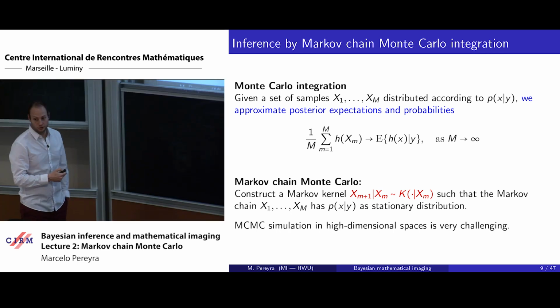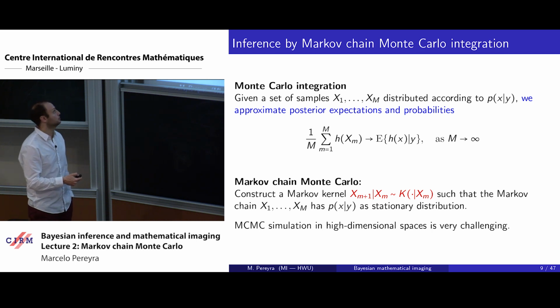Monte Carlo integration. I'm going to get a lot of samples, capital X, distributed according to my posterior distribution, which is the distribution against which I want to compute the expectation. And then I'm going to approximate the expectations by using this Monte Carlo estimator. So just the average of h evaluated at each one of those samples.